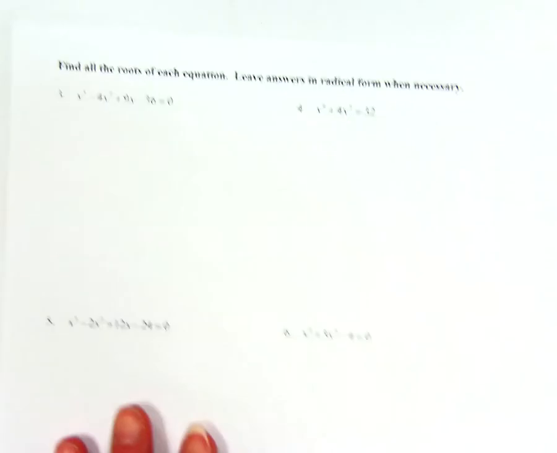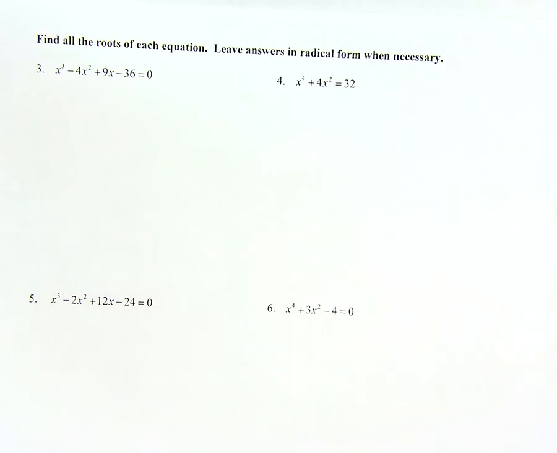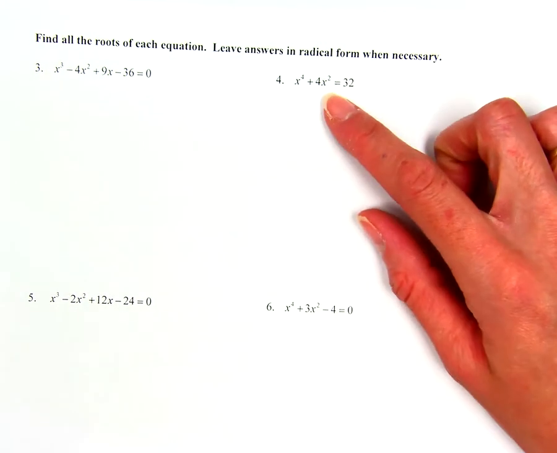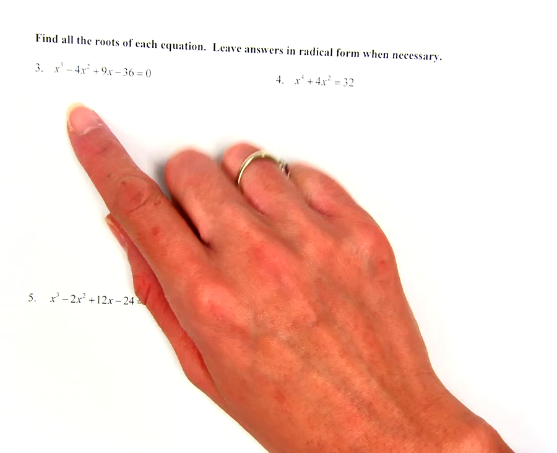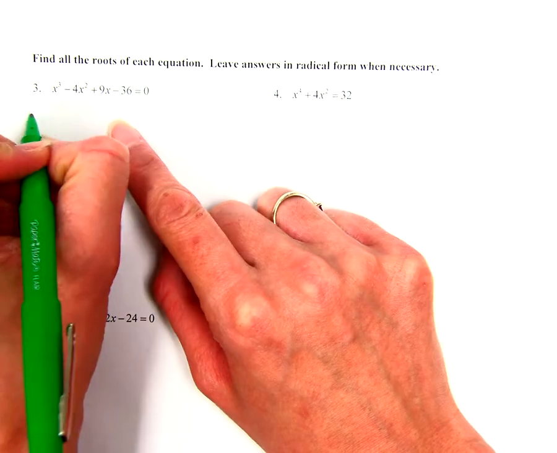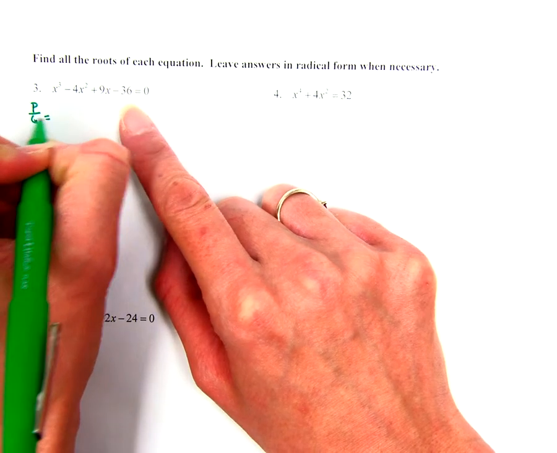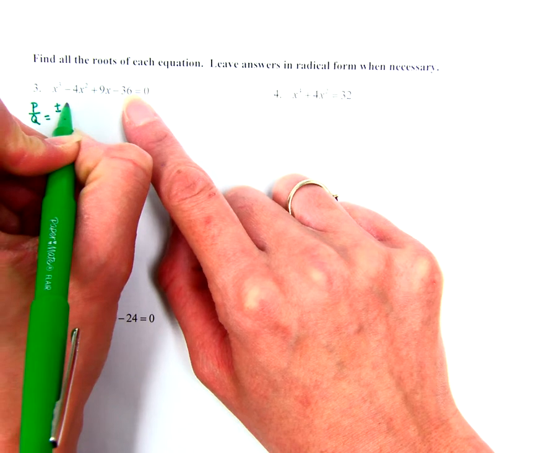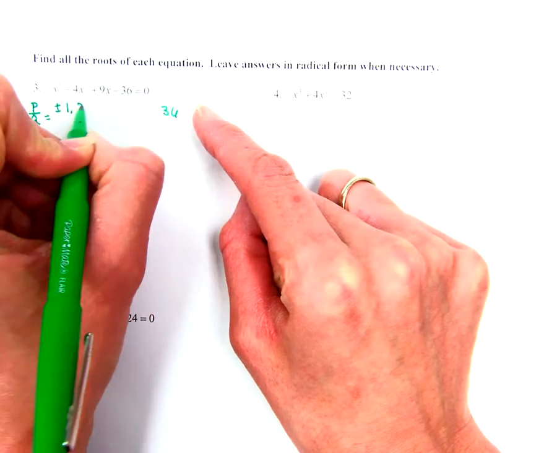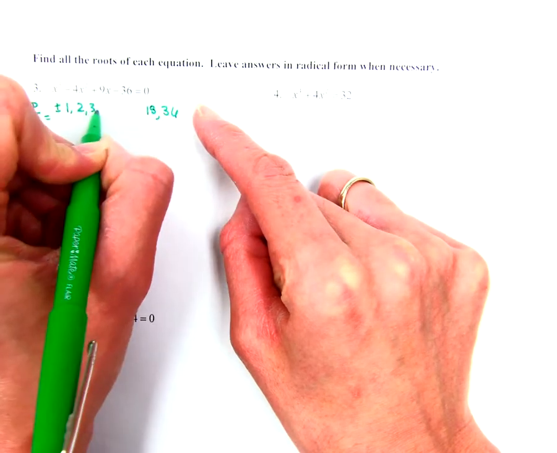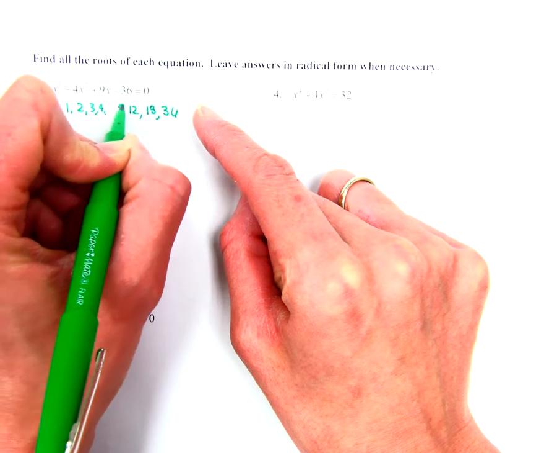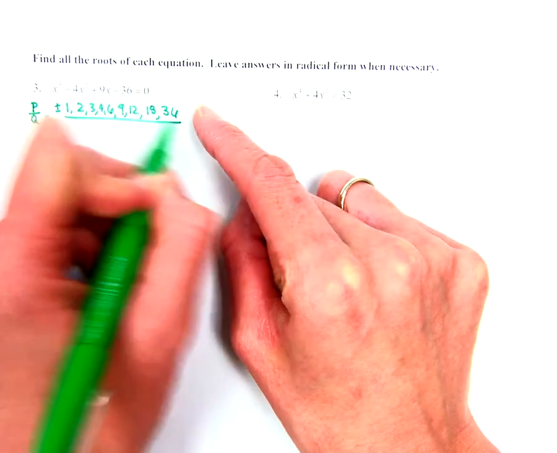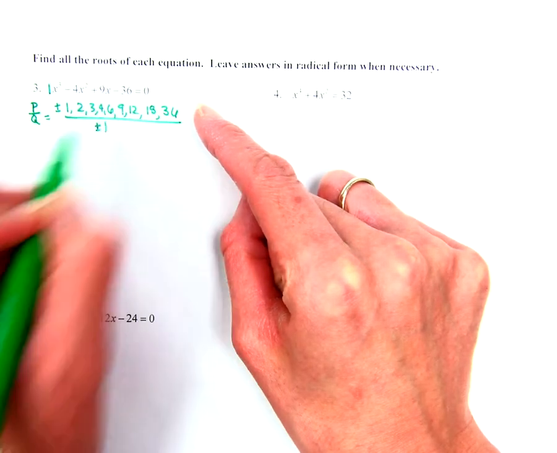This is almost exactly like what we did yesterday, except some of our problems will have x to the 4th in them. All right, so just like we did yesterday, we're going to start with p's over q's. P's are all our factors of the last number, so 1 and 36, 2 and 18, 3 and 12, 4 and 9, and 6 times 6. And all our factors of q are plus or minus 1.